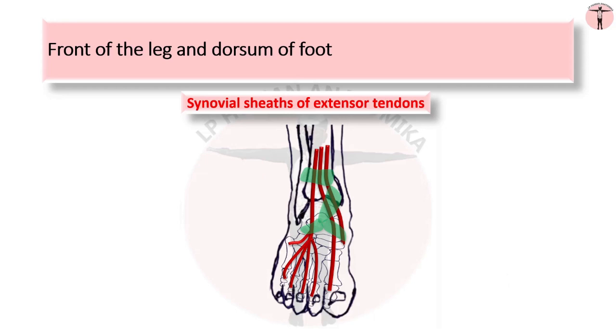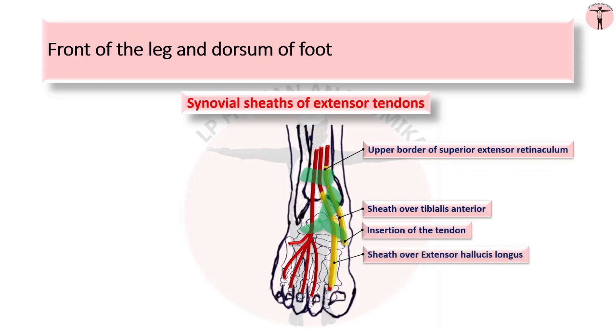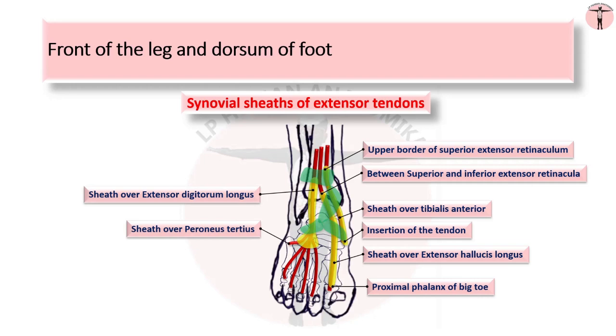Synovial sheaths of extensor tendons surround the three muscles separately in the anterior compartment. The sheath extending over the tibialis anterior extends from the upper border of the superior extensor retinaculum to the insertion of the tendon. The sheath extending over the extensor hallucis longus tendon begins between the superior and inferior extensor retinacula and reaches the proximal phalanx of the big toe. The sheath extending over the extensor digitorum longus and peroneus tertius extends from the lower part of the superior extensor retinaculum to the middle of the dorsum of the foot.